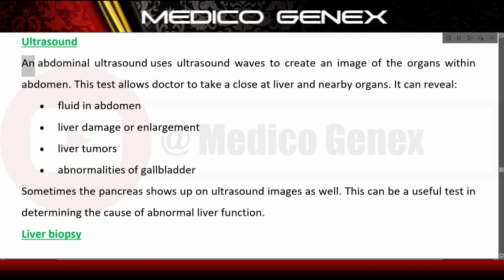Ultrasound. An abdominal ultrasound uses ultrasound waves to create an image of the organs within the abdomen. This test allows the doctor to take a close look at the liver and nearby organs. It can reveal fluid in the abdomen, liver damage or enlargement, liver tumors, abnormalities of the gallbladder. Sometimes the pancreas shows up on ultrasound images as well. This can be a useful test in determining the cause of abnormal liver function.